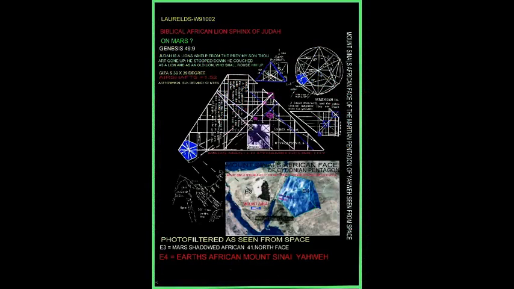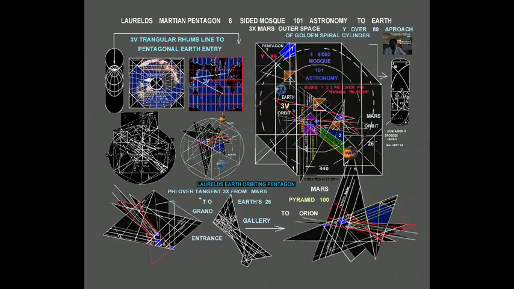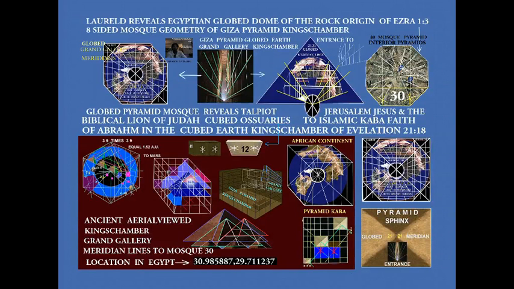This is my geometric pyramid discovery to Mars, Cydonian land surface. My aerial viewed Cydonian pyramids geometry is unlocked by an ancient Egyptian sphinx, 8-sided mosque orbital perimeter of the Earth-Mars astronomy.